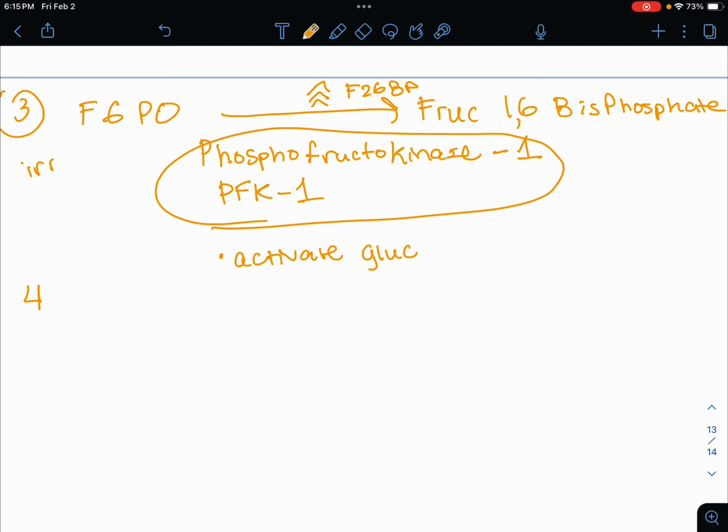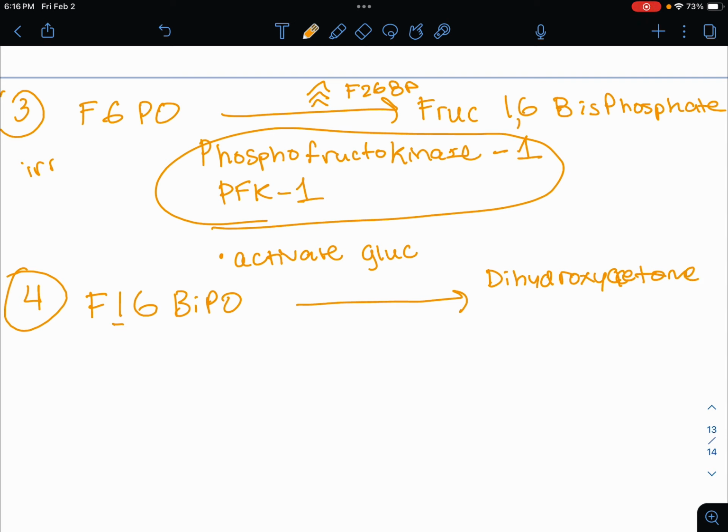All right. Step 4, we're going to take our fructose 1,6. Again, 1 is part of the reaction as a product and then a reactant in step 4. Fructose 1,6-bisphosphate will be transformed into 2 molecules here. We're going to have dihydroxyacetone. Sorry about that. Running out of space. Dihydroxyacetone phosphate, as well as glyceraldehyde 3-phosphate.